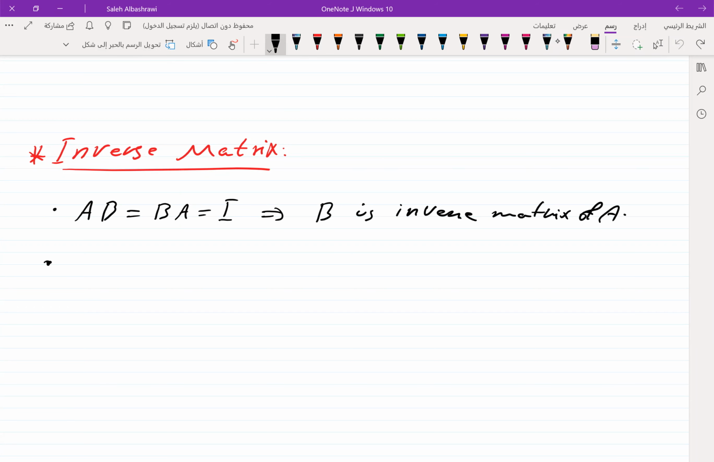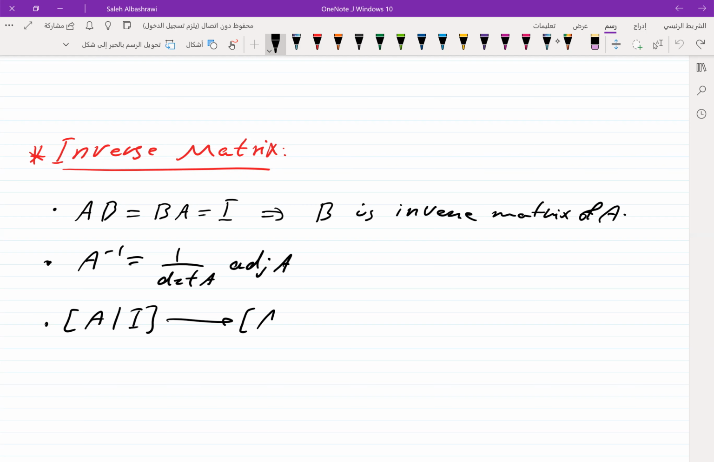And to find the inverse, we said that the inverse equals 1 over the determinant of A multiplied by the adjoint matrix of A. Or another way to find the inverse, we can write A next to the identity matrix and convert it to the form I and A inverse. This is how to find the inverse matrix. I mentioned this before in the last part.